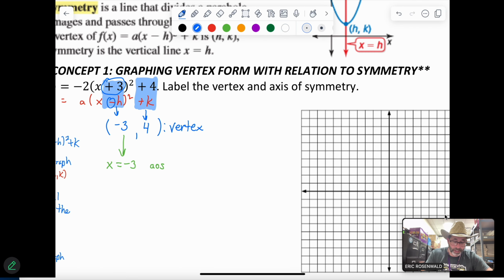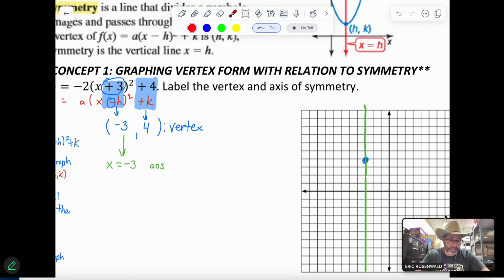We have a vertex at negative 3, positive 4, okay? We have an axis of symmetry at x is equal to negative 3. So let's go ahead and make that vertical line right here through negative 3. And you can see that it's this vertical line that goes directly down the middle of this point. It's a vertical line that goes straight through it, okay? And then we're going to draw the points that go along with this.